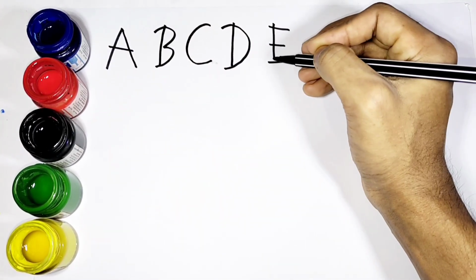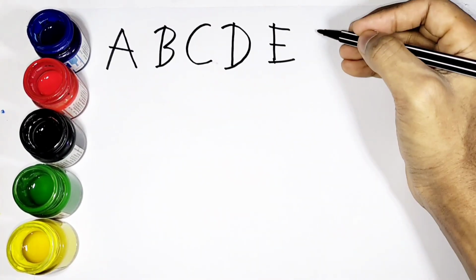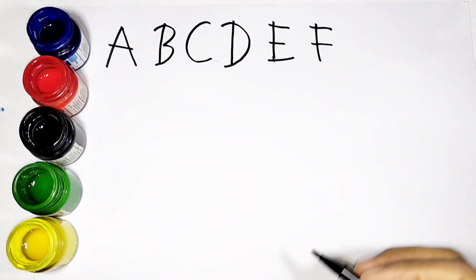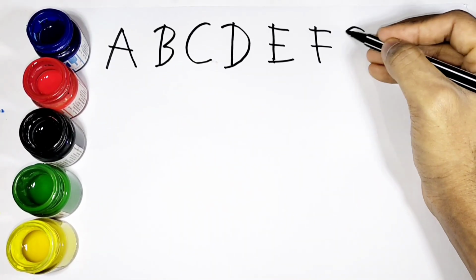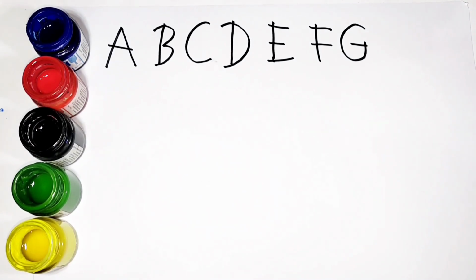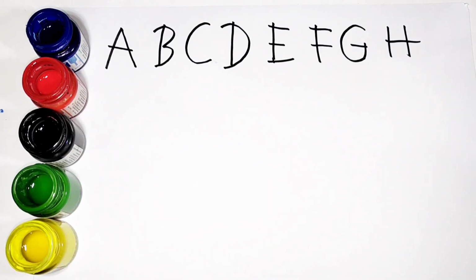E for egg, E for elephant. The next one is F. F for fish, F for fan. And the next one is G. G for God. The next one is H. H for hand.